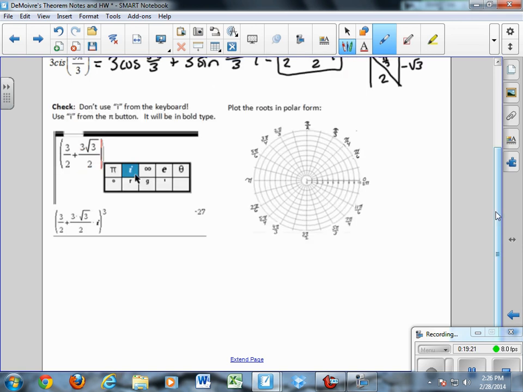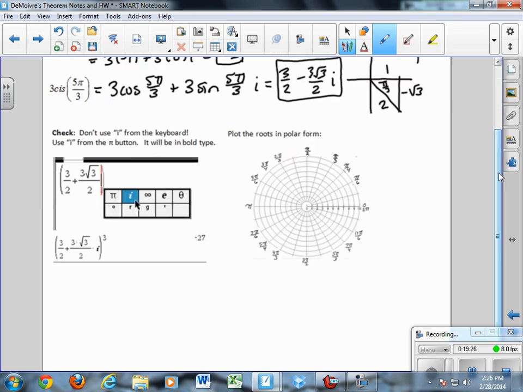I have 3 cis pi over 3 is one root. And so go out 3 and rotate to pi over 3, and that would be this point right here. Then I have 3 cis pi, so plot one at pi, and then 3 cis 5 pi over 3, so plot the one at 5 pi over 3. And if you were to actually draw kind of a line out to the 3 of them, what do you notice? They look like a rose, exactly. They're evenly spaced like the petals of a rose would be.